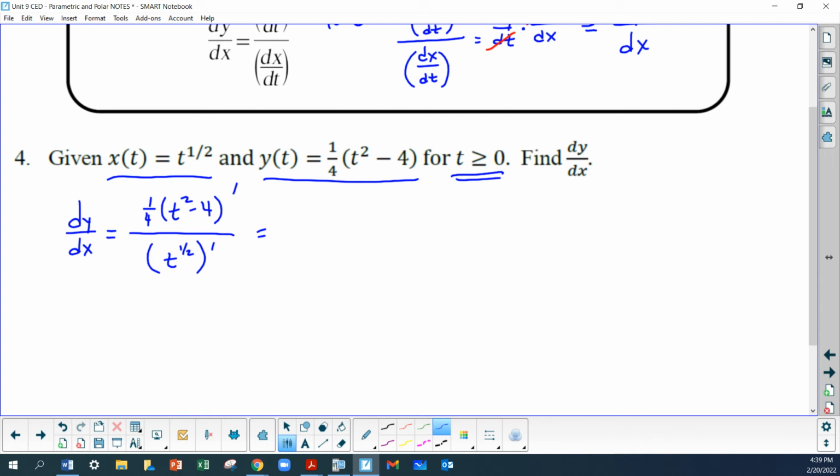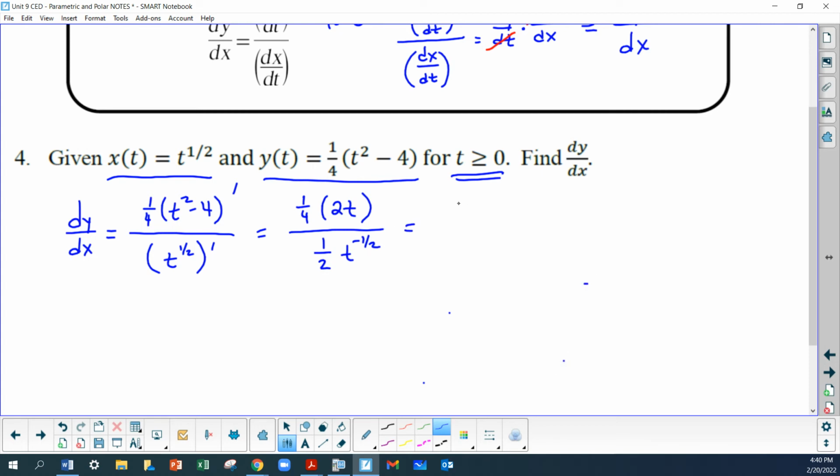To do the derivative on top, the 1/4 out front's not going to bother anything. We'll just take the derivative of the inside. So I'm going to have 1/4 times 2t minus 0. I'm not even going to put the minus 0. And the derivative of t to the 1/2 will become 1/2 t to the negative 1/2.